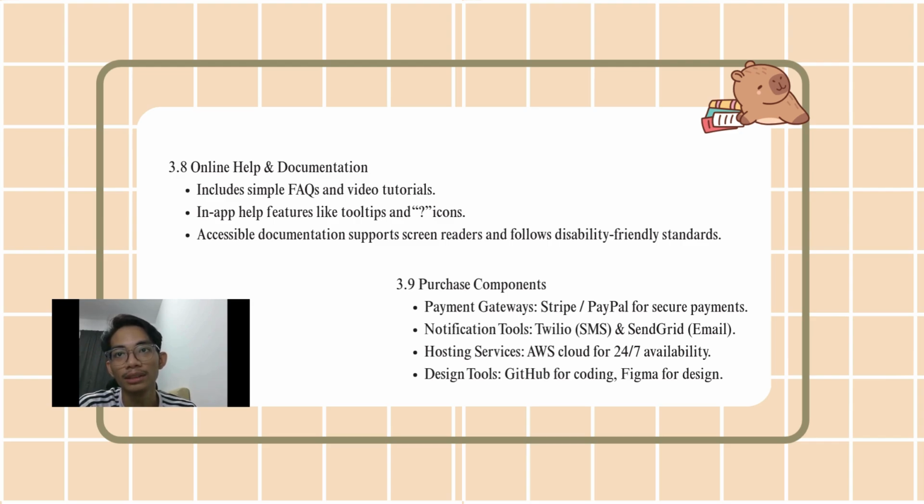3.9, purchase components. Payment gateways: Stripe and or PayPal for secure payments. Notification tools: Twilio SMS and SendGrid email. Hosting service: AWS Cloud for 24/7 availability. Design tools: GitHub for coding, Figma for design.